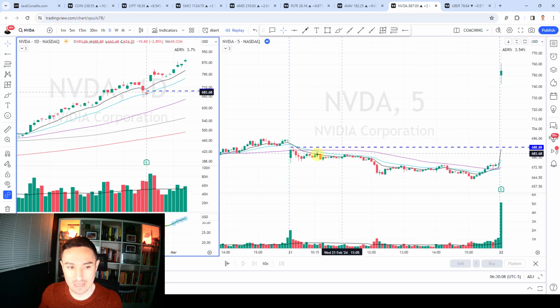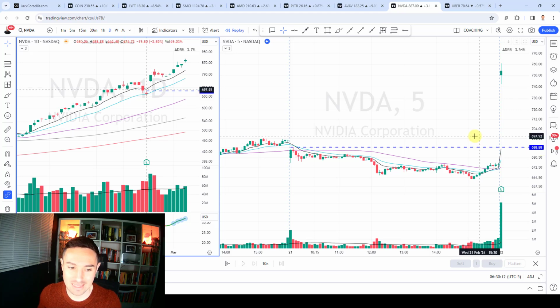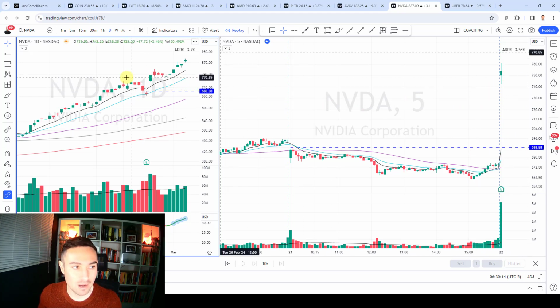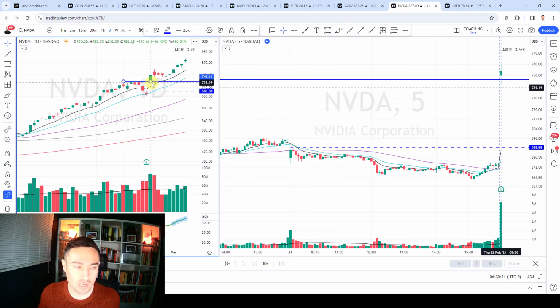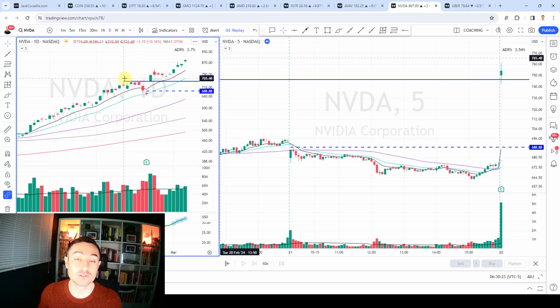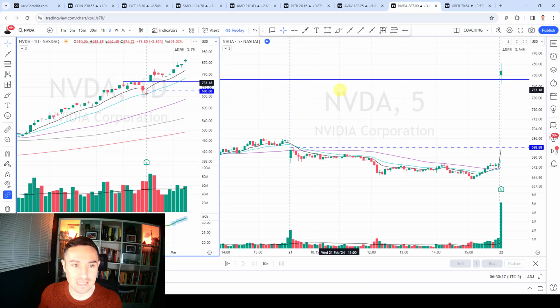The prior session high was $688.88, okay? So it gaps up above that, also gaps up above these recent highs. So NVIDIA is actually gapping into all-time high territory. Gapping into all-time high territory, or stocks moving into all-time high territory, it's never going to be a negative in my book. Okay, so it's gapping up like this, taking out these highs.